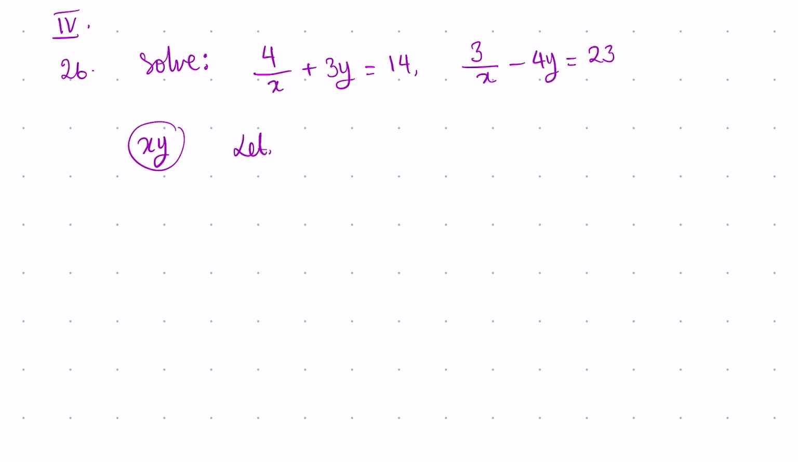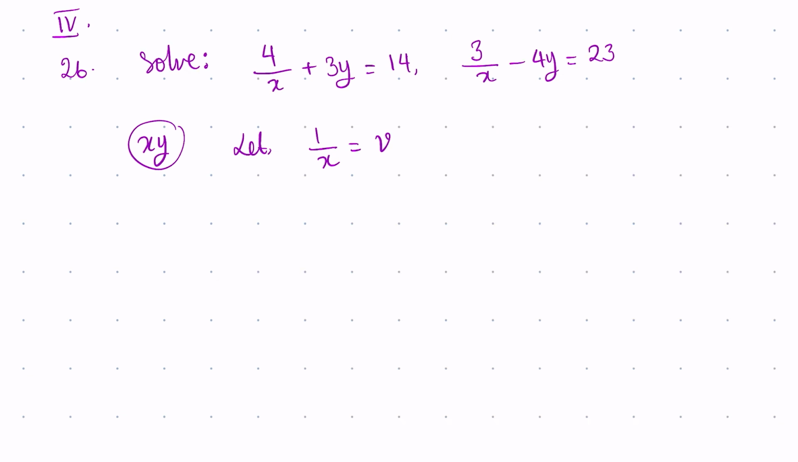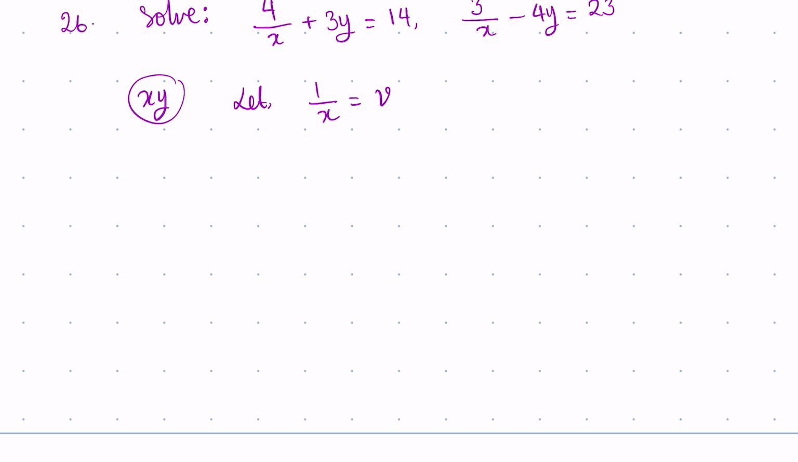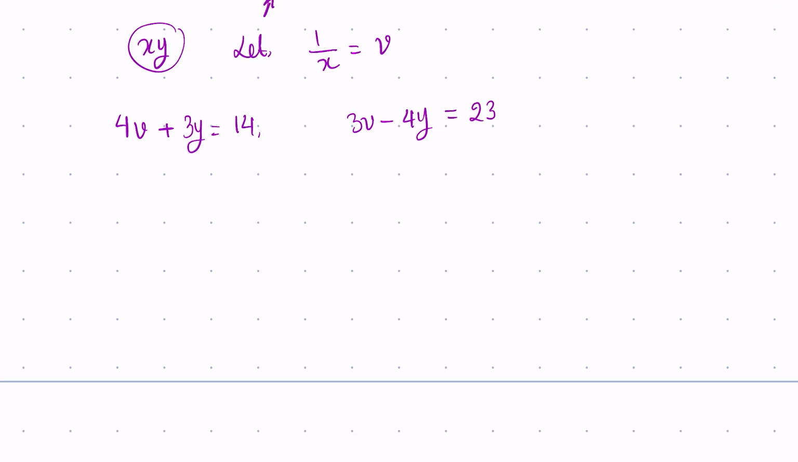Let 1 by x be denoted as v. Why v? I just like the letter. If we substitute v in place of 1 by x, the new equations that we need to solve are 4v plus 3y is equal to 14, and 3v minus 4y is equal to 23. Now I have two equations. This is a pair of linear equations in two variables. So how do we solve this?